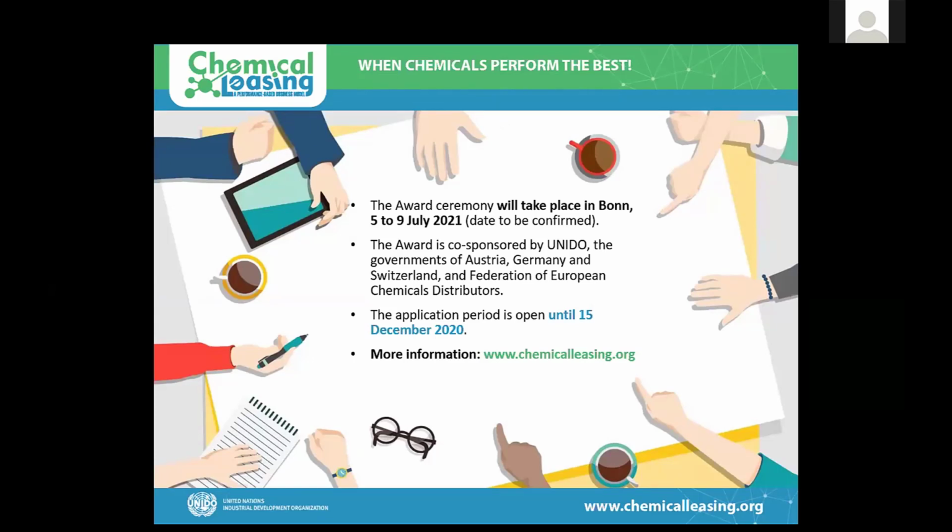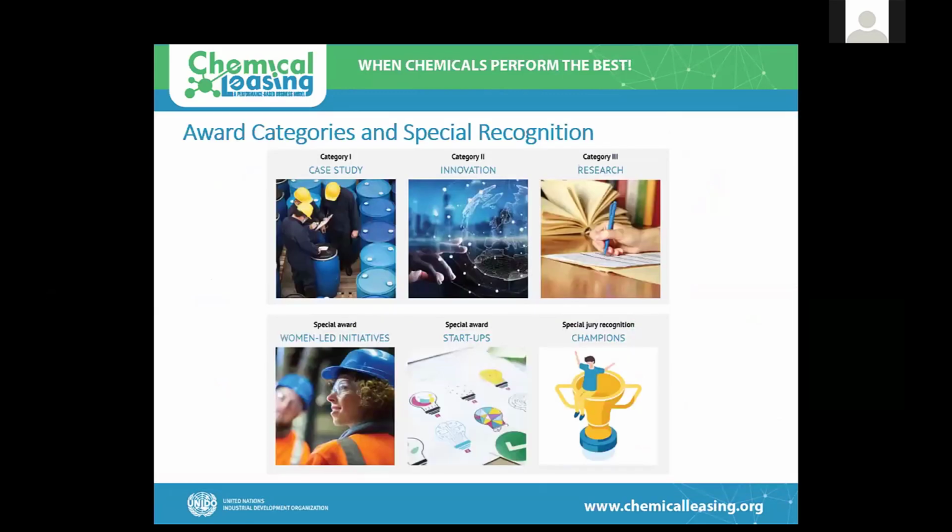The award is co-sponsored by UNIDO, the governments of Austria, Germany, Switzerland, and the Federation of European Chemicals Distributors. The application period is open until 15 December 2020, and you can always find more information on the chemicalleasing.org website. So this year we will have 3 main categories, 2 special awards and 1 special recognition.